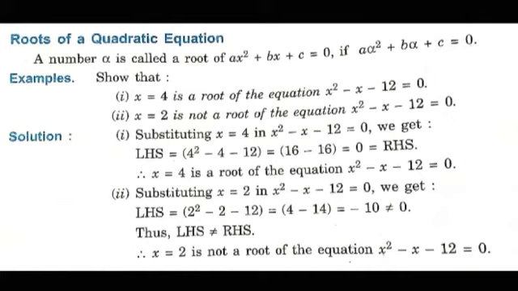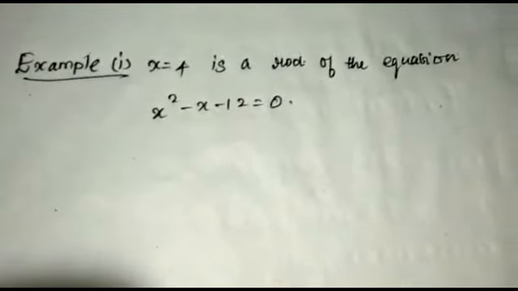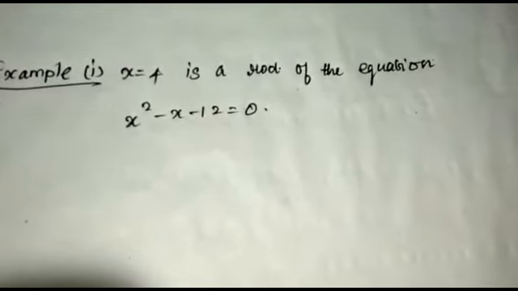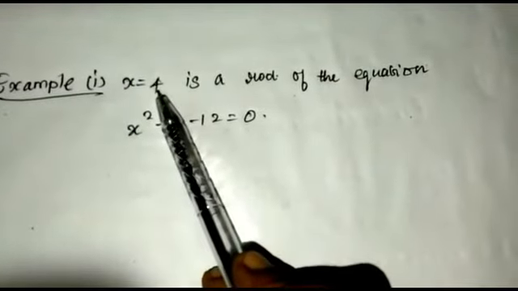Let me explain with some examples given here. x is equal to 4 is a root of the equation, and in the second example x is equal to 2 is not a root of the equation. So I will explain how it is a root or not a root. Just look at the first example: x is equal to 4 as a root of the equation. What value is given? x is equal to 4, right?